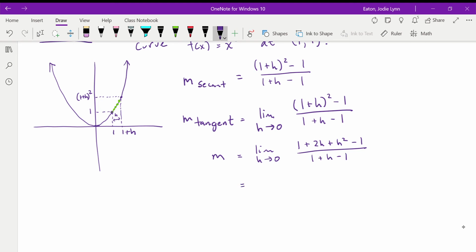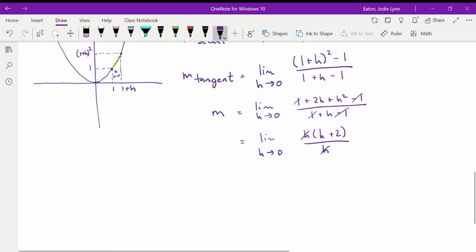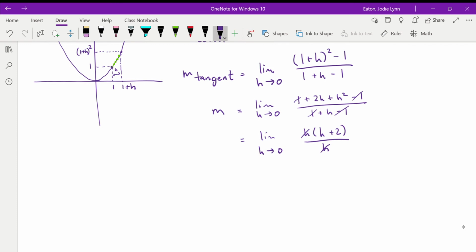This is equal to the limit as h approaches 0. We have 2 1s that cancel up here and 2 1s that cancel down here. And we can now factor out an h in the top. So we get h times (h plus 2) all over h. And lo and behold, those h's cancel. And now I can take my limit as h goes to 0 because I no longer have an indeterminate situation. So this is equal to the limit as h approaches 0 of h plus 2, which equals 2.